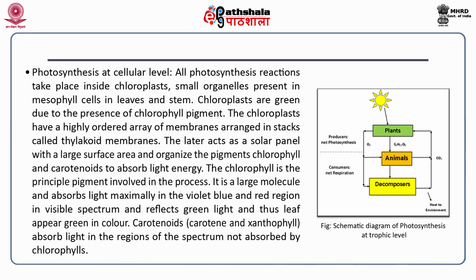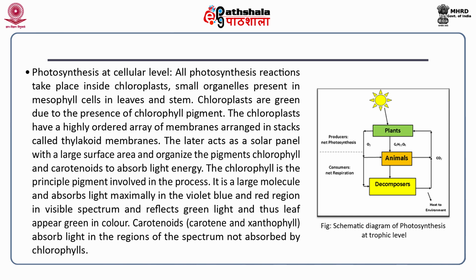Chloroplasts are green due to the presence of chlorophyll pigment. The chloroplasts have a highly ordered array of membranes arranged in stacks called thylakoid membranes. The latter act as a solar panel with a large surface area and organize the pigments chlorophyll and carotenoid to absorb light energy. The chlorophyll is the principal pigment involved in the process.